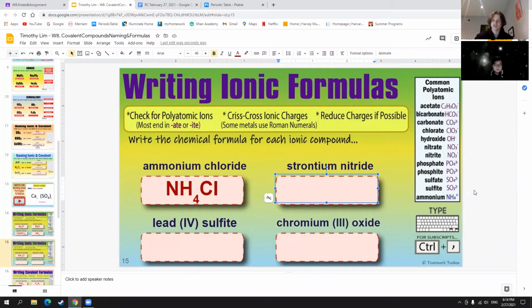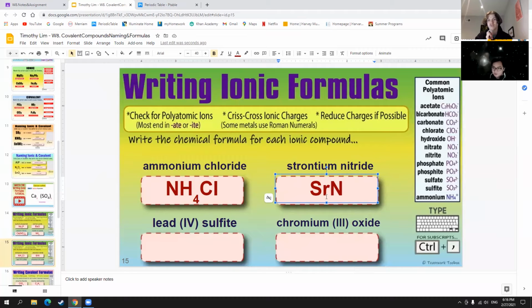Okay, so strontium nitride. As I said before, this is an ionic compound. So the first bit, the metal, usually there's just one of it. So just put the strontium first, and then how many nitrogen ions will there be? I think it's 2 as well. So what are you going to do then to this formula to balance it out?